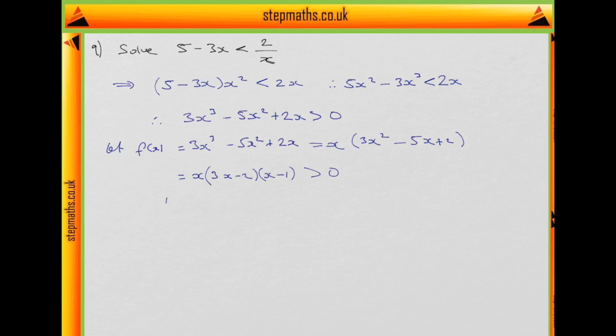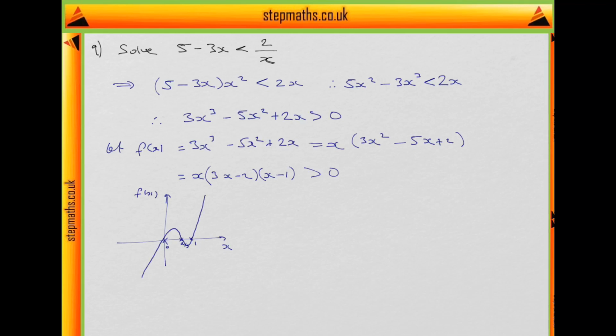Okay, so let's sketch this graph down. So we're going to sketch f of x against x. Well, we know it has a root at 0, a root at 2/3, and a root at 1. So this is going to be 2/3, this is going to be 1, this is going to be 0. And we know it's a cubic, so it's going to come up like so, come down through here, and then back up like that.